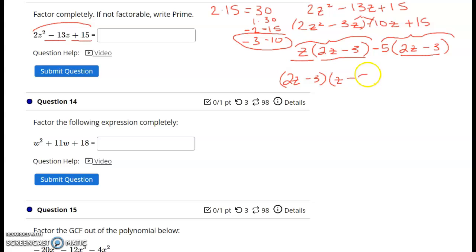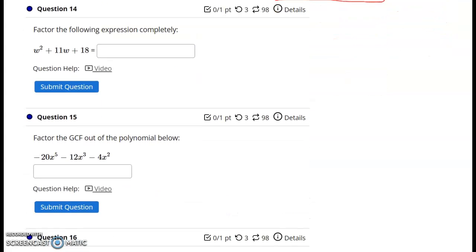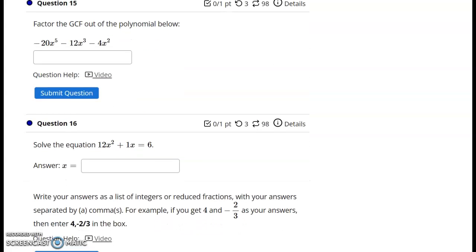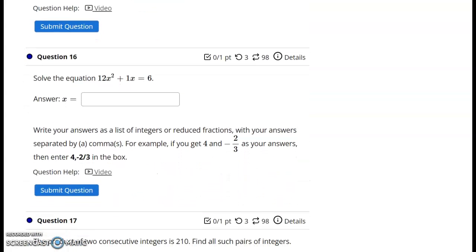minus 5. Now, what do we do if we're unsure if this is correct? Well, we can multiply it out. After we multiply it out, it should equal this 2z squared minus 13z plus 15. Okay, we're going to scroll down a little bit. Let's look at 16.